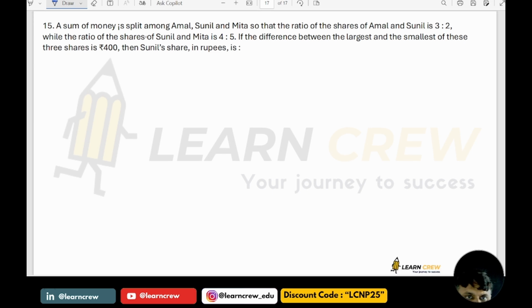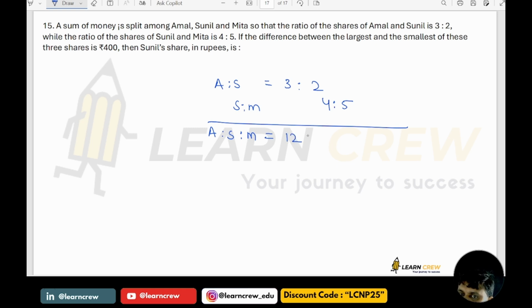A sum of money is split among Amal, Sunil and Mita so that the ratio of the shares of Amal and Sunil is 3 is to 2, while Sunil and Mita is 4 is to 5. The difference between the largest and smallest of these three shares is 400. Find Sunil's share. So Amal's, Sunil's and Mita's: 3 fours are 12, 2 fours are 8, 2 fives are 10.